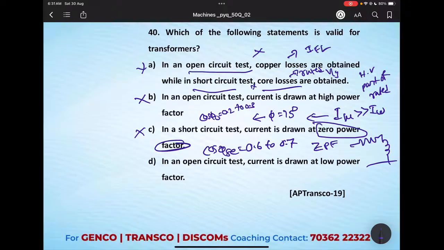In the open circuit test, current is drawn at low power factor. Yes, we already explained this. So the suitable option and valid statement is option D. Is it clear? Let's move on to the next question.